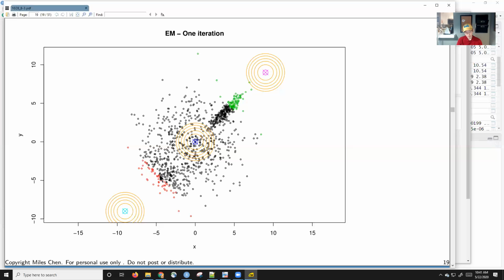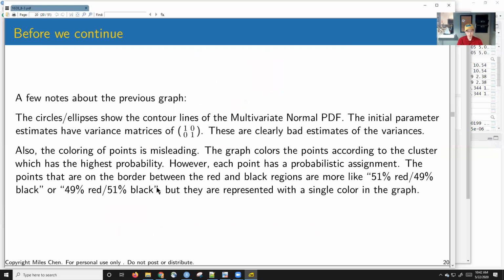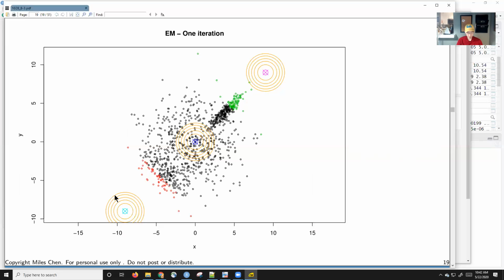But all of these things that are borderline red and black, it's truly a mixed probability, right? It's probably 49% red, 51% black, or 51% red, 49% black. I just can't represent that using the colors, okay? I think I've written all of this right here, okay?